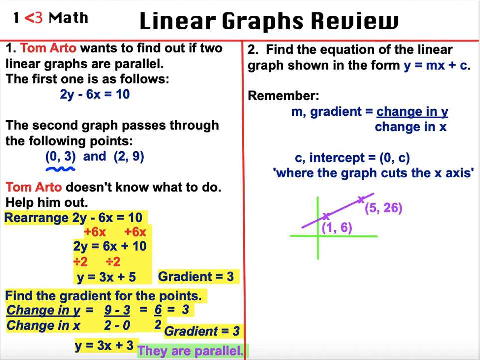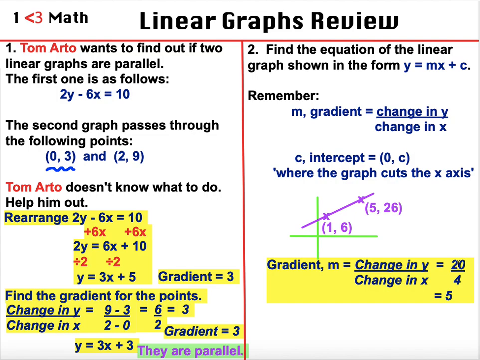Now, question 2, we need to find the gradient of the line that passes through these two points. Again, gradient is the change in y divided by the change in x. The change in y goes from 6 to 26, so that's 20. And the change in x, the x coordinates go from 1 to 5, so that's 4. So we're doing the change in y, which is 20, divided by the change in x, which is 4. So 20 divided by 4 gives us a gradient of 5.